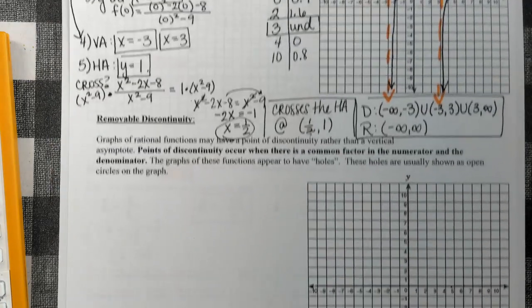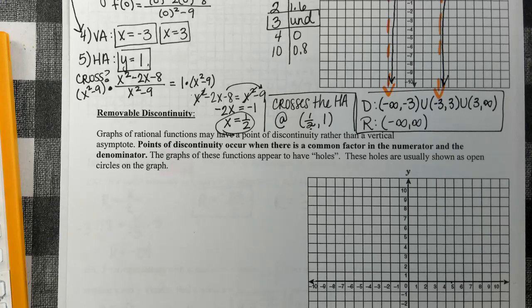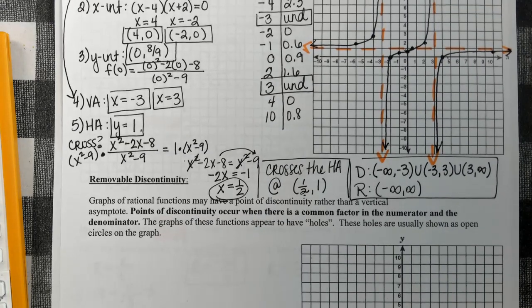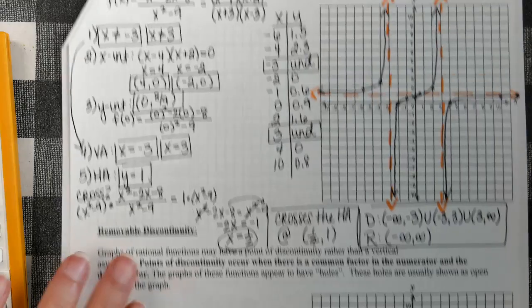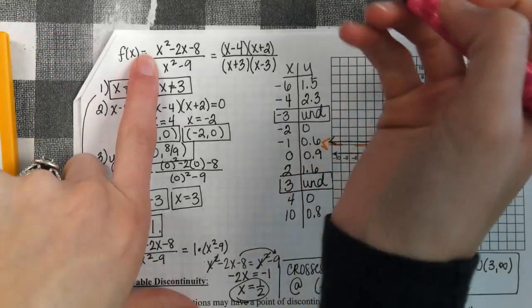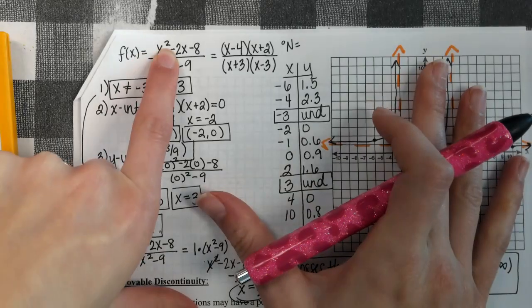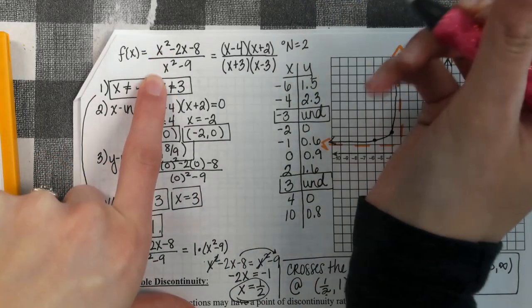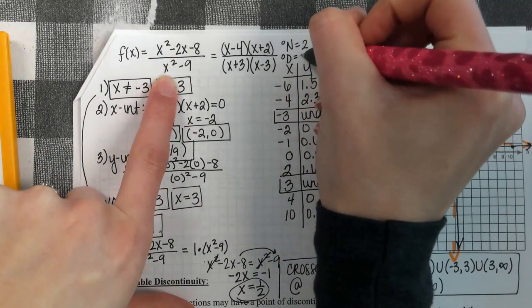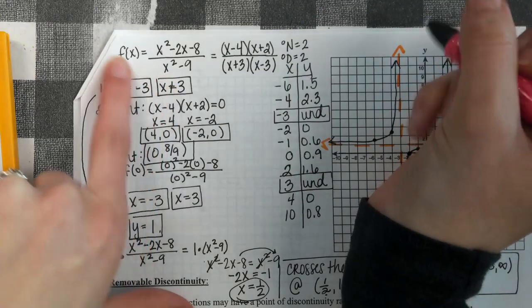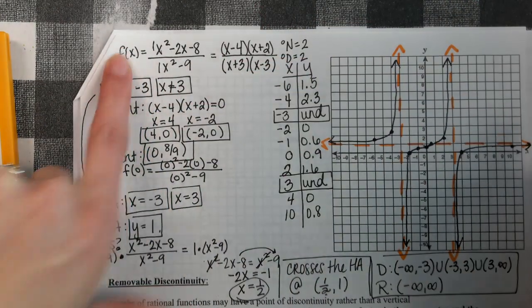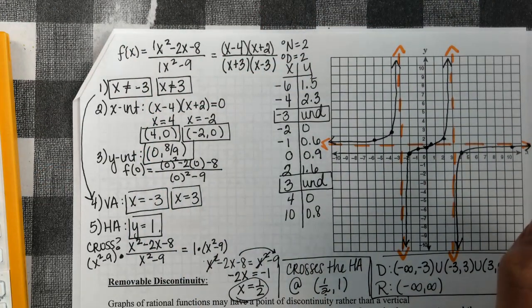Alright. We have just 2 more to do. And I don't want to skip one because the first one is more simple than the second one. When you do the degree of your numerator, here the degree of the numerator is x squared, so that's 2. The degree of your denominator is 2. Since they're equal, you take the coefficients and divide them, 1 divided by 1, because we have 1.